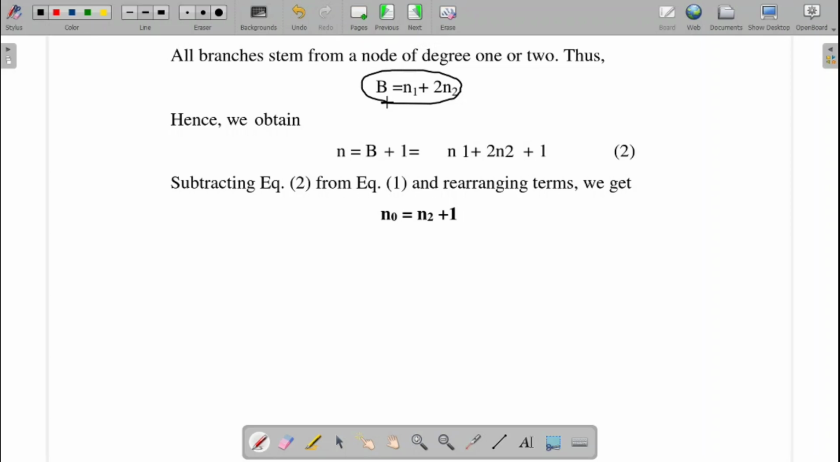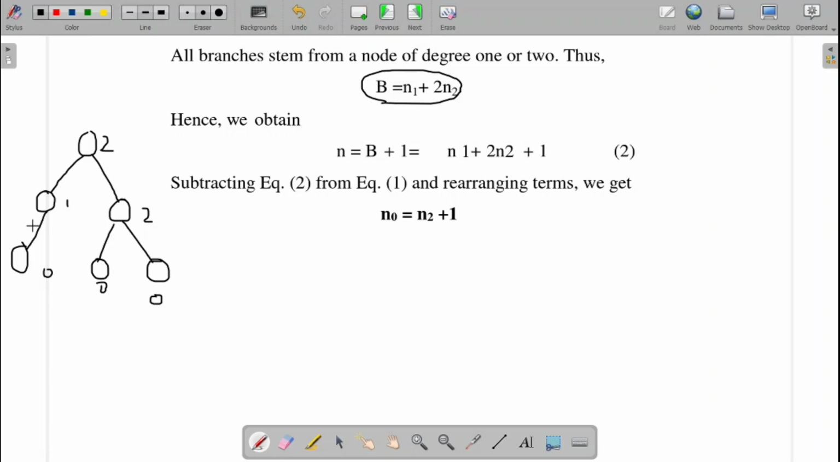number of edges. The number of edges will be equal to n1 plus 2n2. Let me take an example here. This is a tree. It is one node. Here it will have two nodes over here. This degree is 2. This degree is 1. This degree is 2. This degree is 0. This degree is 0. This degree is 0. This degree is 0.